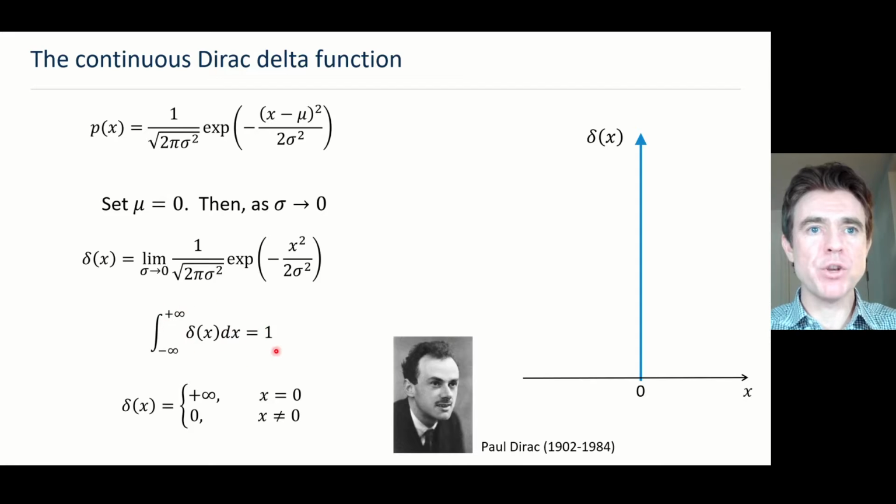Again, we've got the area of the function still equal to 1 as would be expected, but now when x is exactly equal to 0, when the argument of the delta function is 0, then the amplitude is now plus infinity, and then when x is not equal to 0, in other words elsewhere, then the function is equal to 0. So this is the rather odd Dirac delta function.